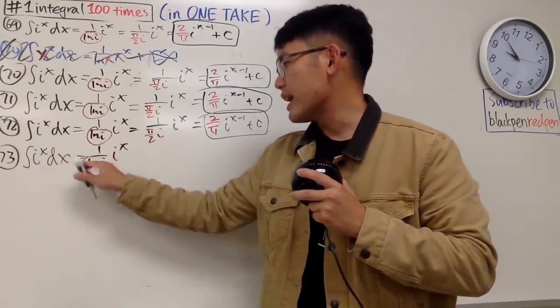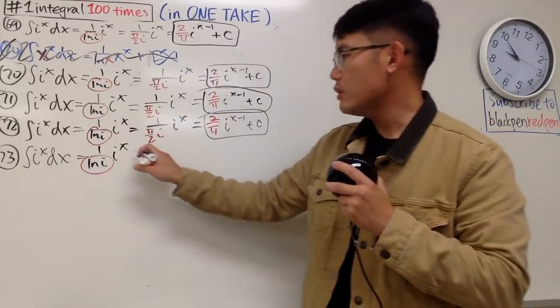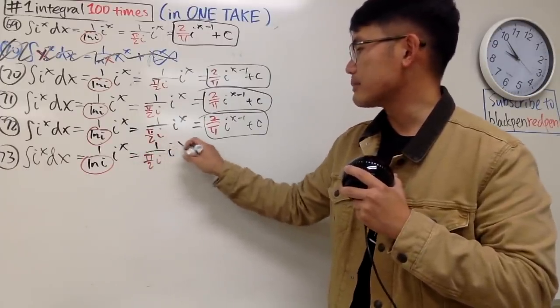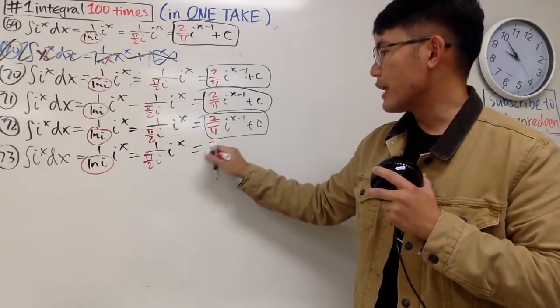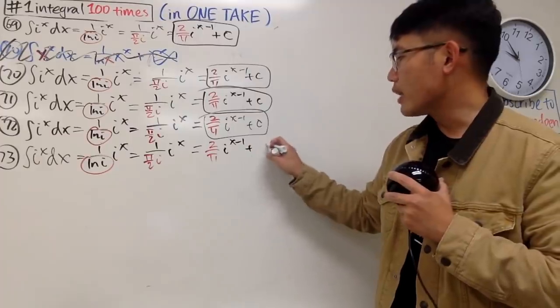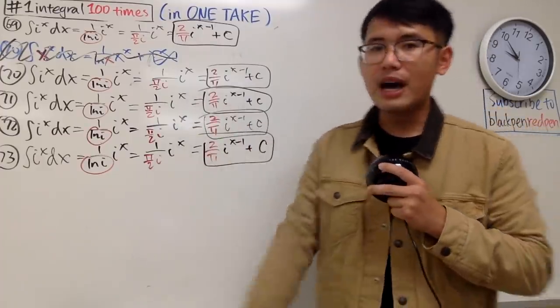So you have that, and then natural log of i is pi over 2. So you end up with 1 over pi over 2i, and then you have i to the x power like this. Do the reciprocal of that, which is 2 over pi, and then subtract the powers. You get i to the x minus 1, and then you are done. So put a plus c, and we are done.